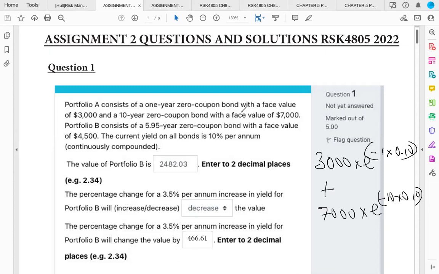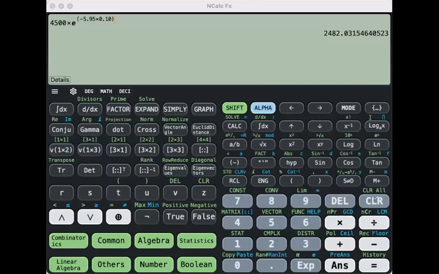So on your calculator, make sure you clear your calculator first. It's always important to make sure your calculator is cleared. And then we would just say 3,000, times second function. It depends on your calculator. Where there's ln, there'll be an e to the x. For some calculators you press second function, others you press shift. And then I'll open a bracket, and then minus 1 multiplied by 0.10, right? So this is the first bond.